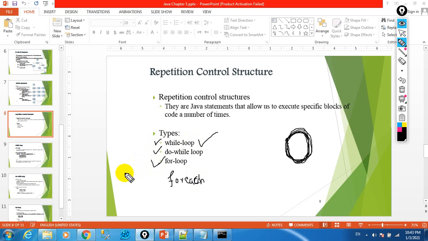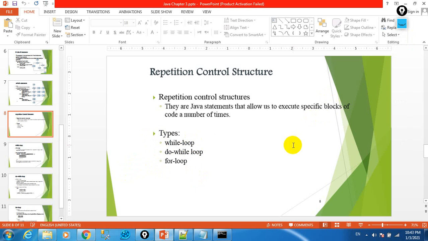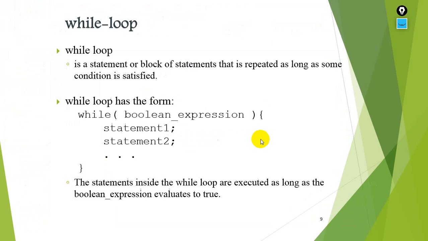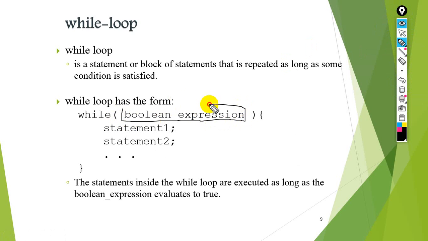For the while loop, first you need to know the syntax. The syntax of while loop is: while, then here we will have a condition. If this condition is true, this block of statements will be executed. If this condition is false, this block will not execute. In the case of while, we are writing just the condition and nothing else inside this.